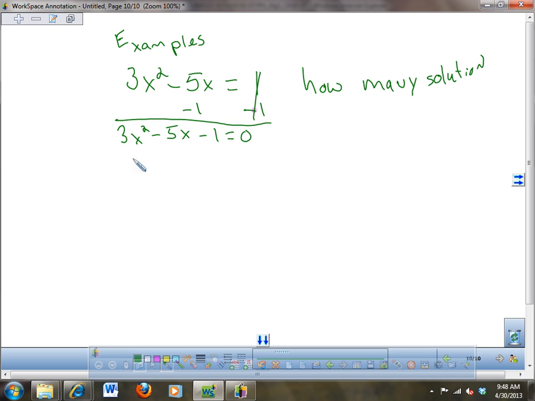And now I plug into the discriminant, b squared minus 4ac. Okay? So what's b squared, Ryan? What's b squared in this case?